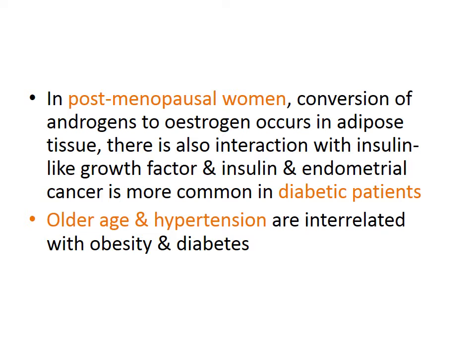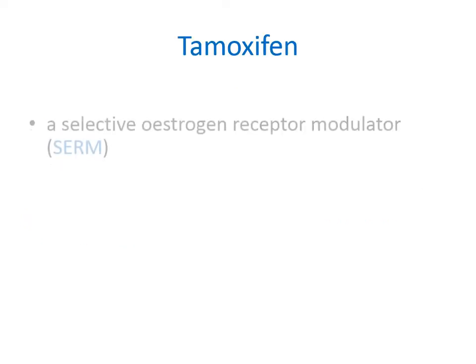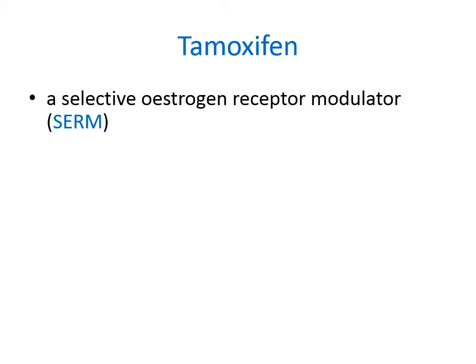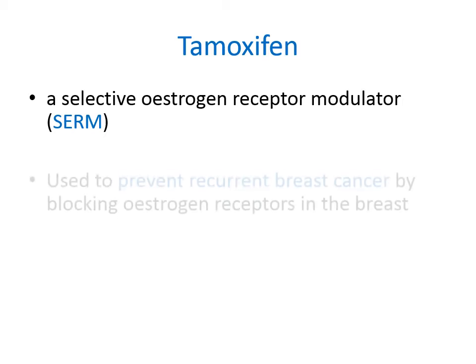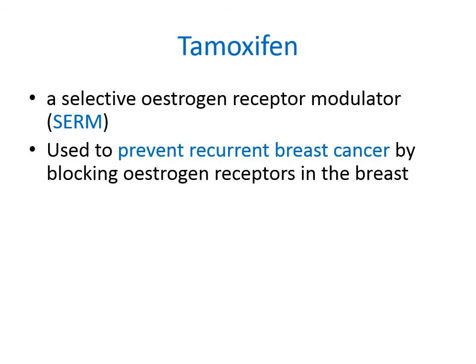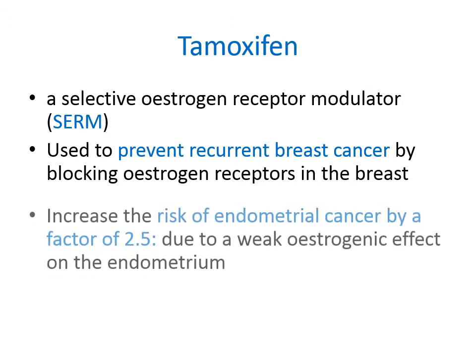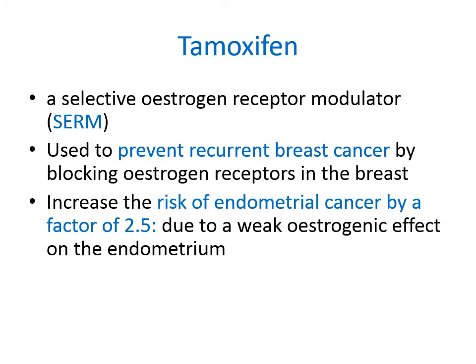For the elderly women who have hypertension, of course, those are factors that are interrelated with obesity and diabetes. What about tamoxifen therapy? As you know, tamoxifen is frequently used for the treatment of breast cancer post-surgery. It is a selective estrogen receptor modulator that has an anti-estrogenic effect on the breast tissue, while it has a weak estrogenic effect on the endometrium.